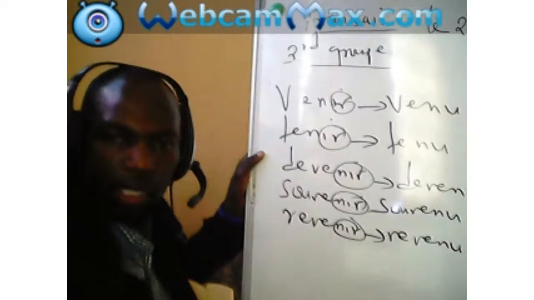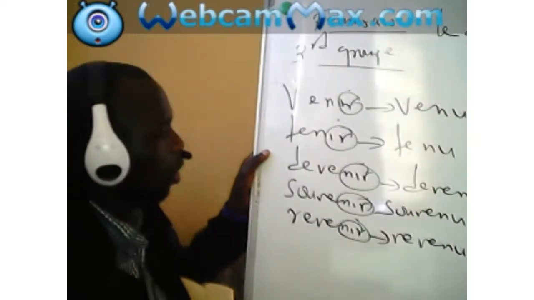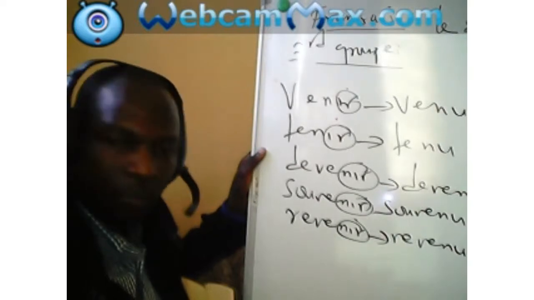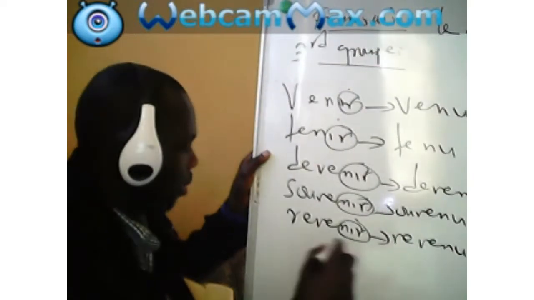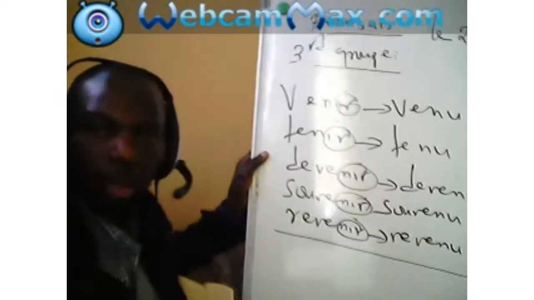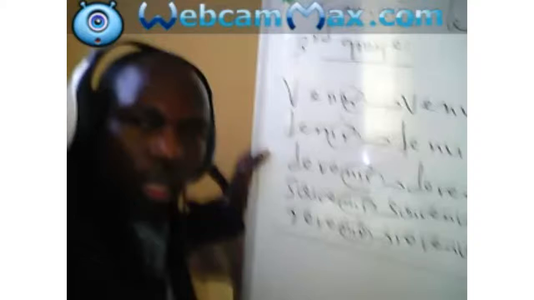Awaiting whether the verb takes the verb to be or the verb to have when it comes to the formation of the past participle. Okay? That is that. Take note of what I've said.